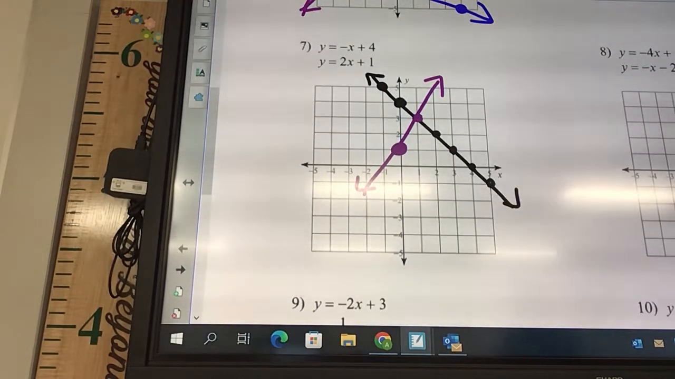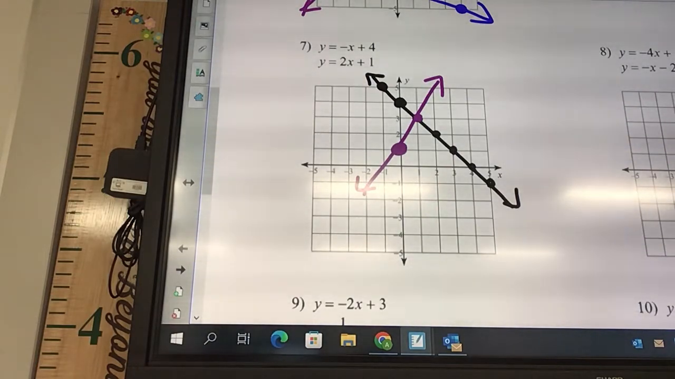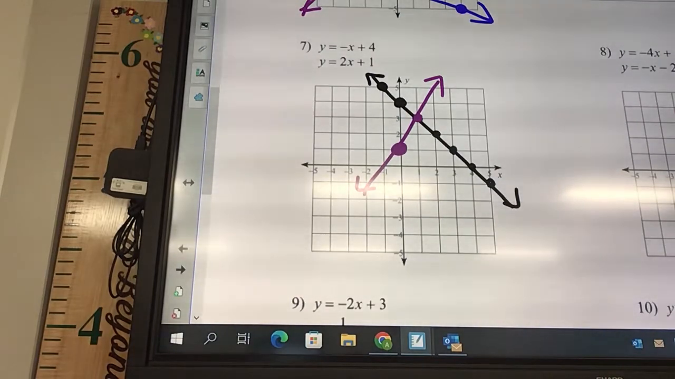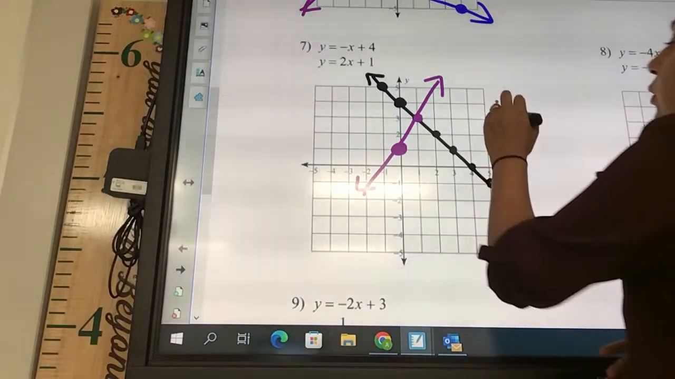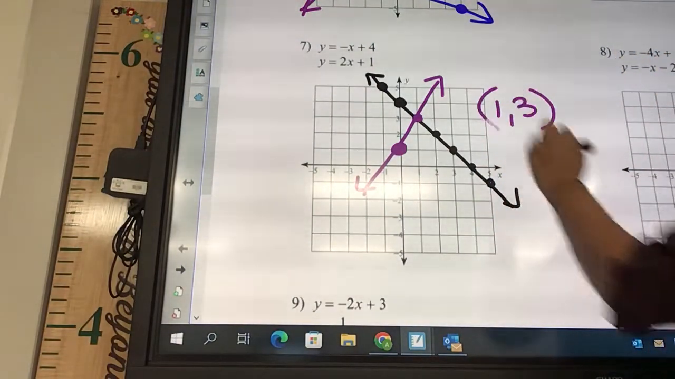Okay, take a second and think for yourself and write it down. What is that intersection point? What is our solution? Okay, you should have written down 1, 3.